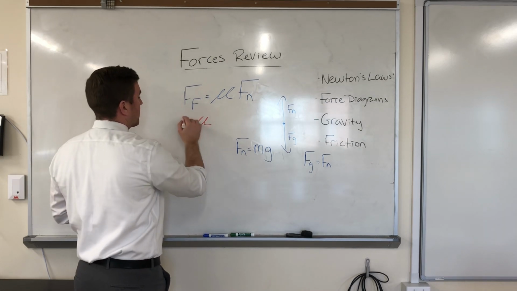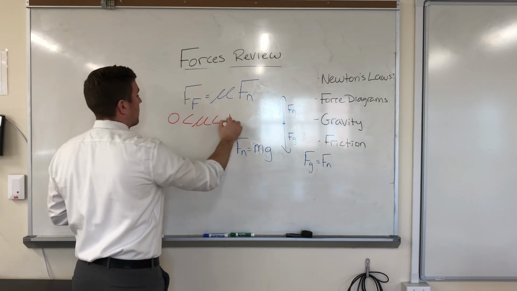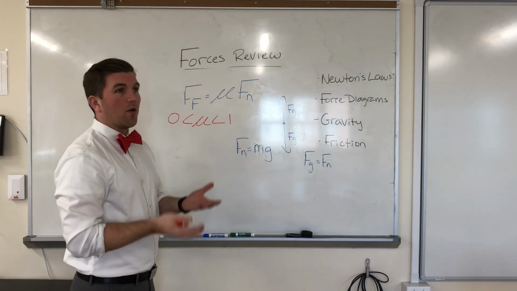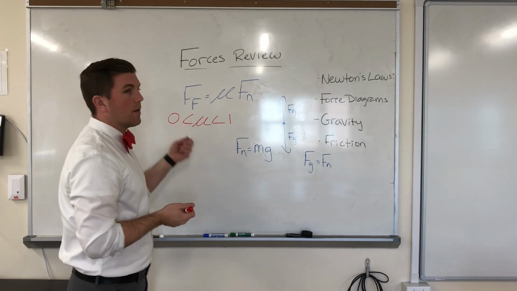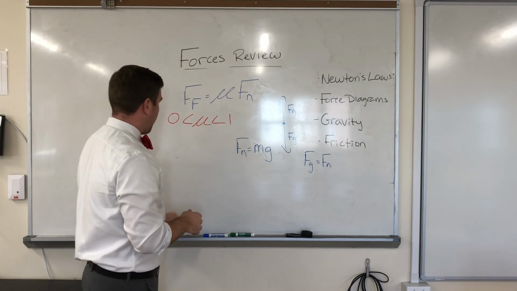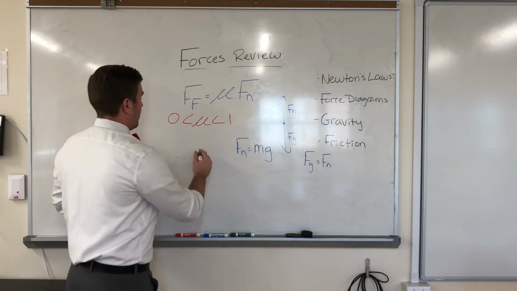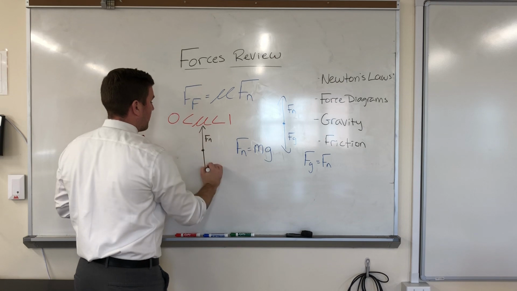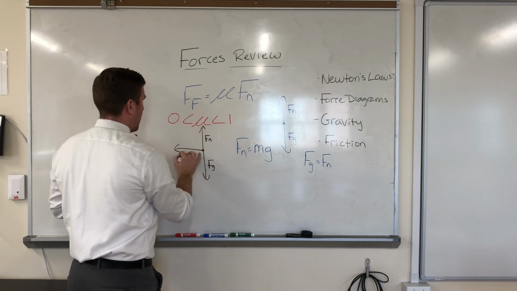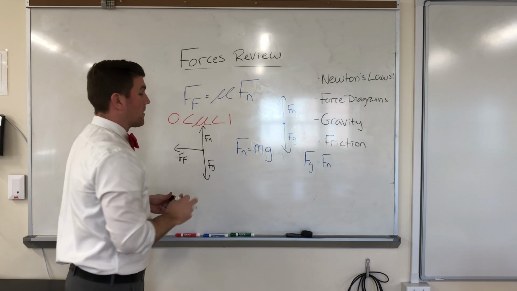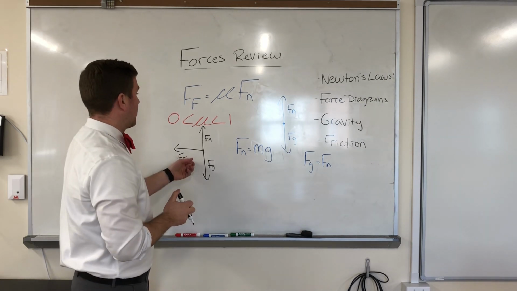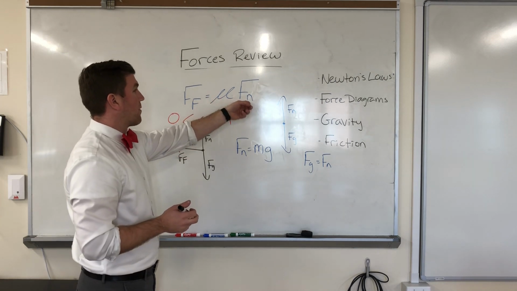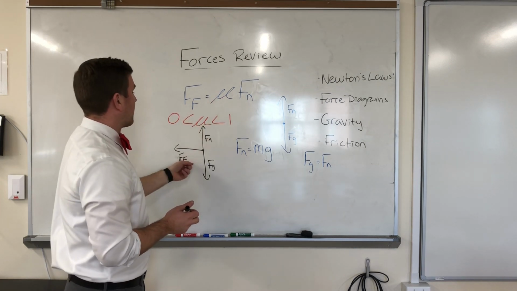Mu will always be between 0 and 1, coefficient of friction. As it gets closer to 1, it's a greater amount of friction. As it gets closer to 0, it's less friction. The force of friction, remember, if we have perhaps a force diagram, and I have the force of friction, maybe it's unbalanced. If it's unbalanced, then I can go ahead and solve for it. Perhaps I know the coefficient, or I know the mass. Hopefully both. I'm going to solve for the force of friction.